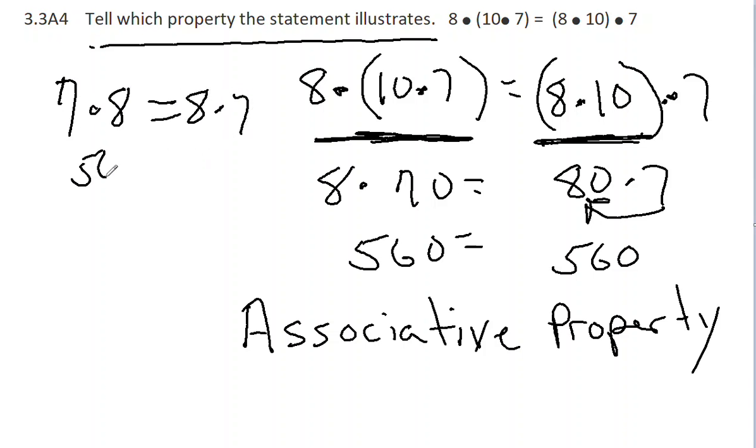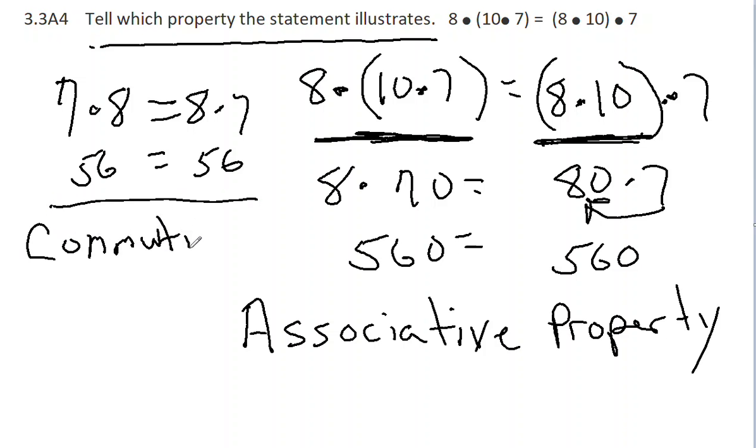They both equal 56. And what this is supposed to show us is the commutative property of multiplication. So just try to make that distinction. This is the order property. Order doesn't matter. And this is the grouping property.